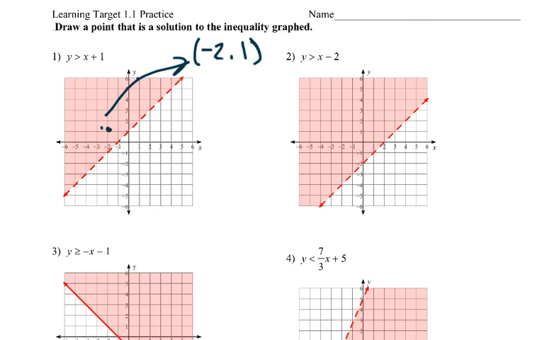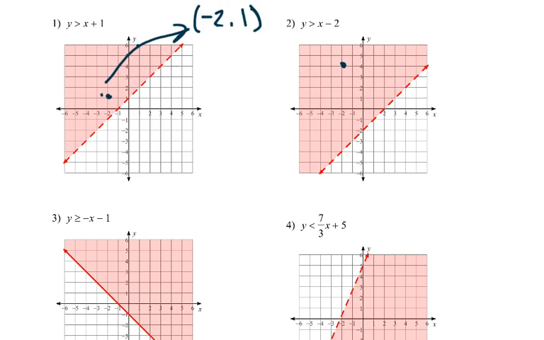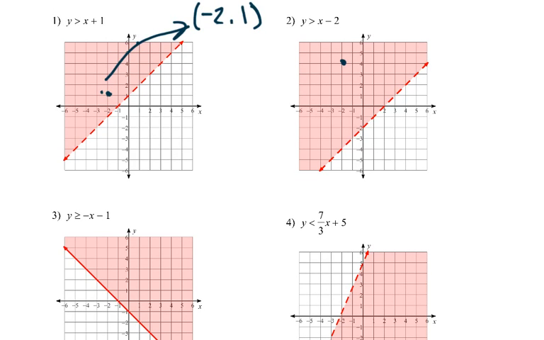Now if we look at number 2, same idea. What's a point that is a solution? Well, I look at this shaded area, any of those points. Now here's something to note. These lines here are dotted. This one's solid. So what does that mean? Well, let's test it out. We said it has to be a solution, so let's try this point, 2, 0.